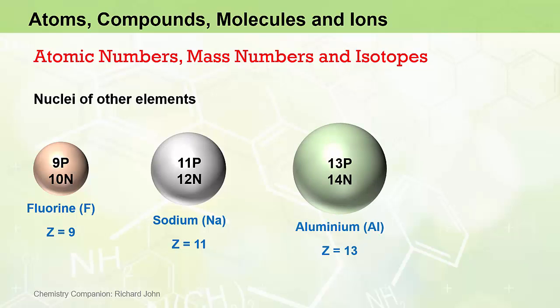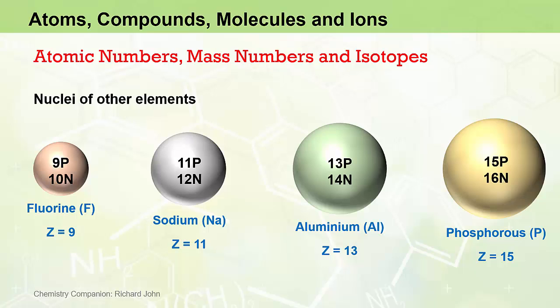All aluminium atoms have 13 protons in the nucleus, and aluminium is number 13 on the periodic table, and all aluminium atoms happen to have 14 neutrons in the nucleus. All phosphorus atoms have 15 protons in the nucleus. Phosphorus is number 15 on the periodic table, and it has an atomic number of 15. And it turns out that all phosphorus atoms happen to have 16 neutrons in the nucleus. So while the number of protons in a nucleus defines what the element is, there are no hard and fast rules about the number of neutrons.